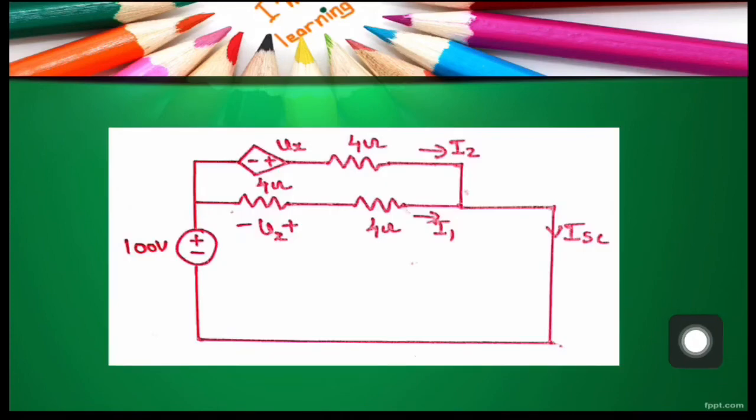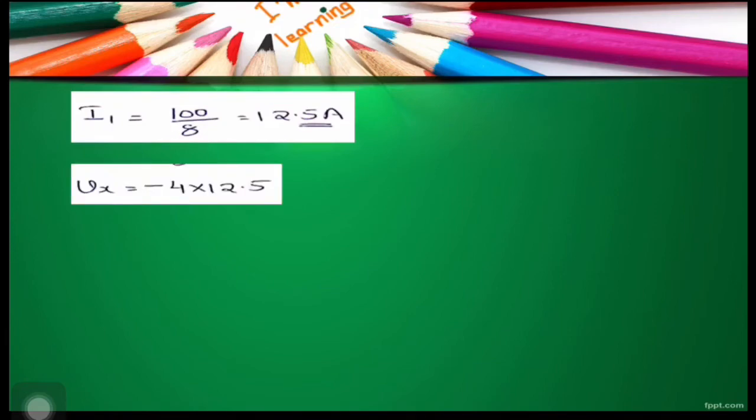Now look at this dependent source Vx, where the controlling variable Vx is defined as the voltage drop across this 4 ohm with a negative polarity at the left end and positive polarity at the right end. I1 is the current flowing through this 4 ohm from left to right. You know, the voltage drop across a resistor can be mathematically expressed as the product of resistance value and current through it. Hence we get Vx is equal to minus 4 into I1, that is minus 4 into 12.5.